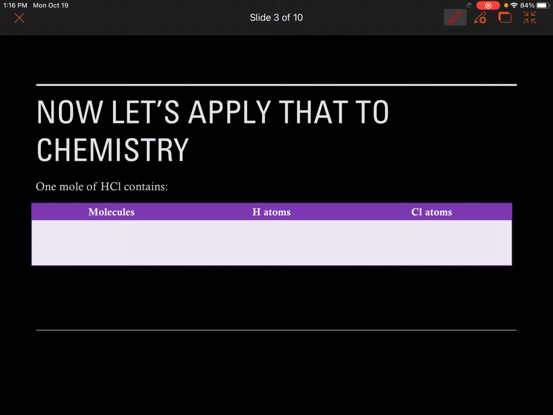Now, we are going to apply that to chemistry here. So we're going to look at HCl. So 1 mole of HCl, so this would be a binary compound, hydrogen chloride. If I have 1 mole of HCl, how many molecules do I have? Hopefully you came to the conclusion that you've got 6.02 times 10 to the 23rd molecules here.